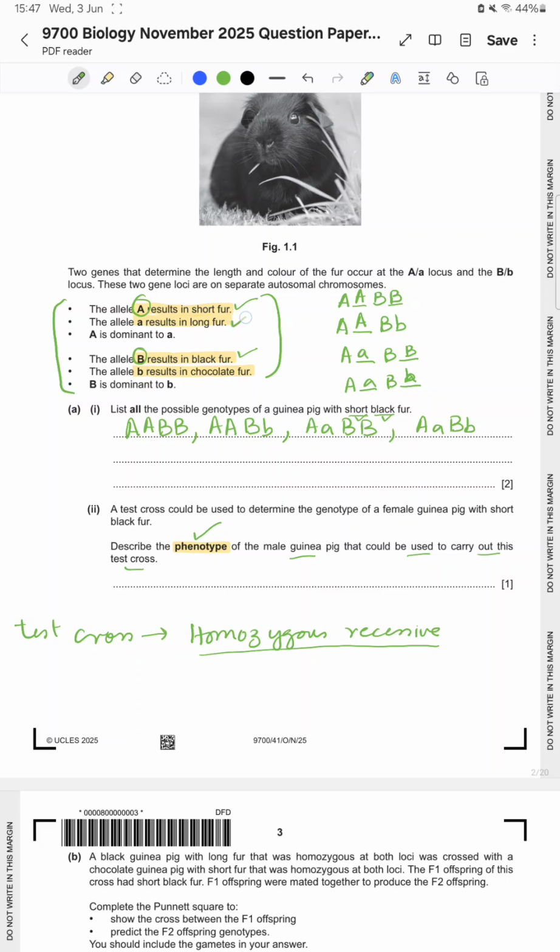That would be long fur with chocolate fur. So you can simply write it down, long and chocolate fur, because both the alleles small a and small b are representing long fur and chocolate fur. So long for the length gene and chocolate for the color gene.